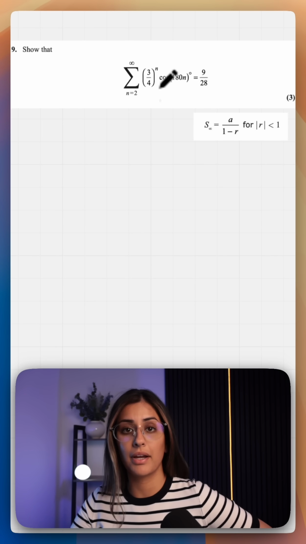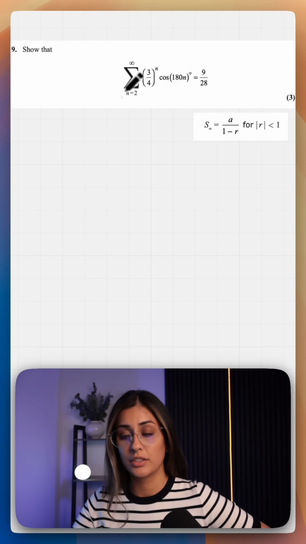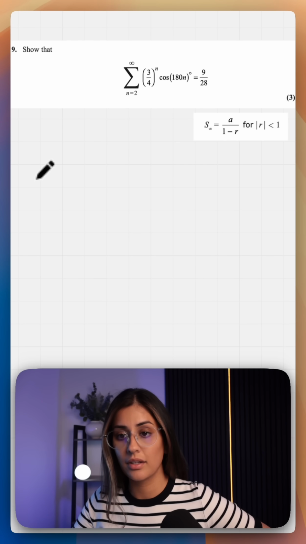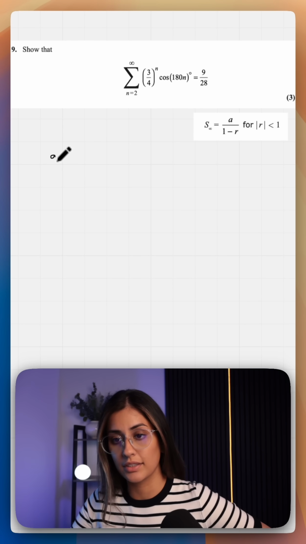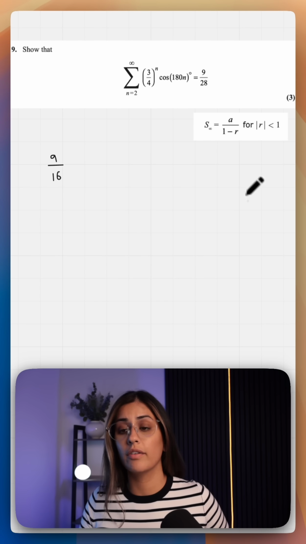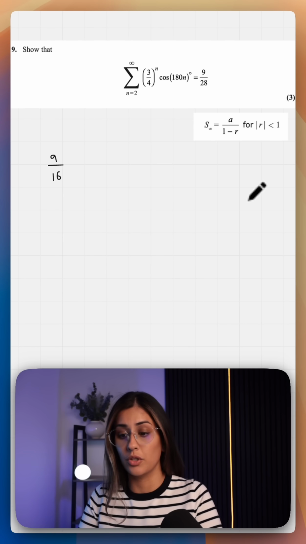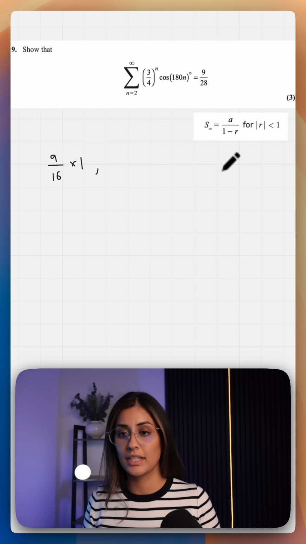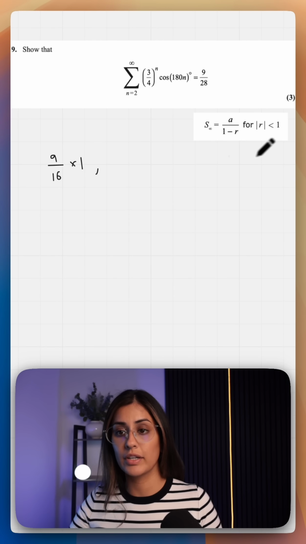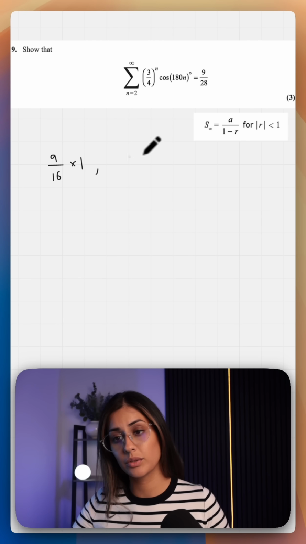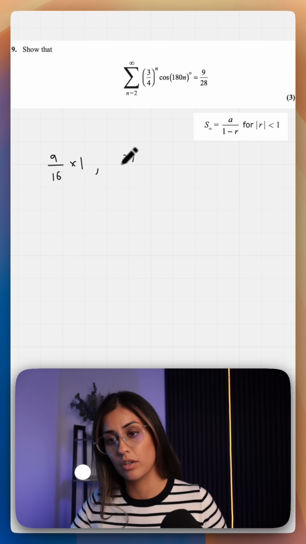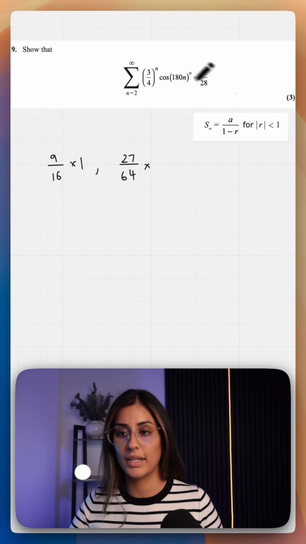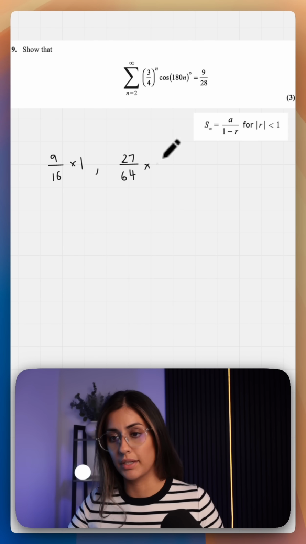We want to start by writing out the first few terms. So if we plug in n equals 2, 3 quarters squared becomes 9 over 16. Cos of 180 times 2 is just 1. So that's our first term. Our second term is when we plug in n as 3. So that becomes 3 over 4 cubed, which is 27 over 64, times cos of 180 times 3, which is minus 1.